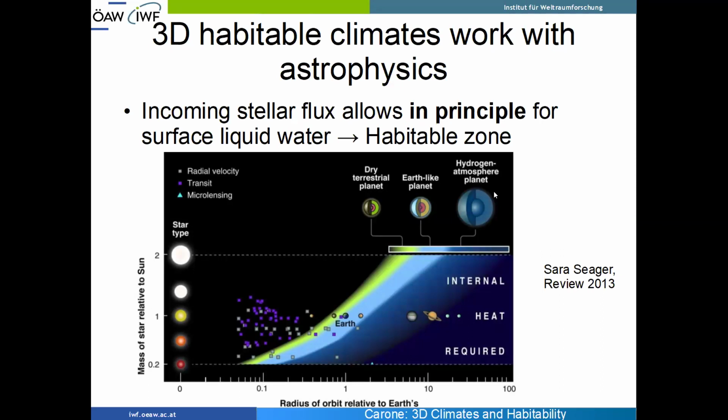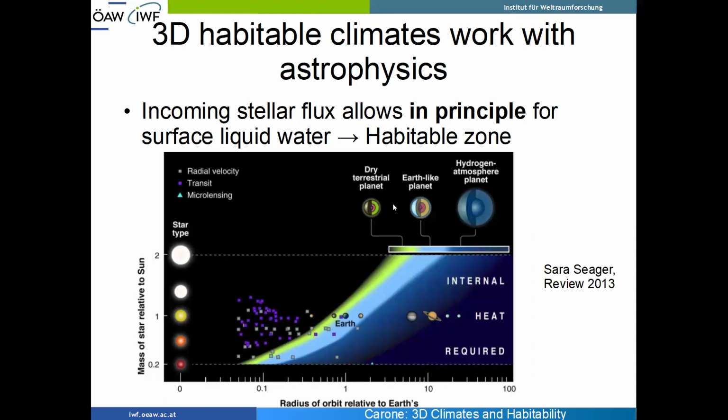And here a very important principle is the habitable zone. I have to point out, as always, that the habitable zone just tells you that there's enough stellar flux coming in to allow, in principle, for surface liquid water. It does not tell you per se that the planet really has surface liquid water. That really depends strongly on the atmospheric composition.